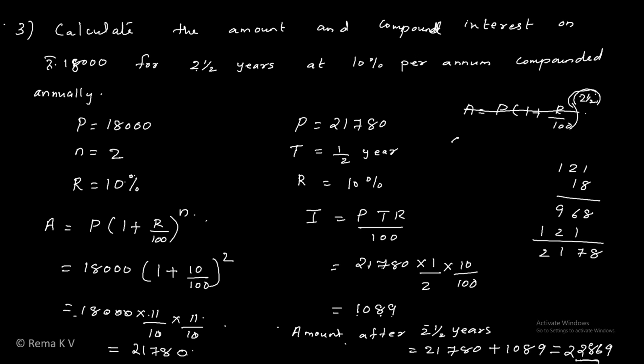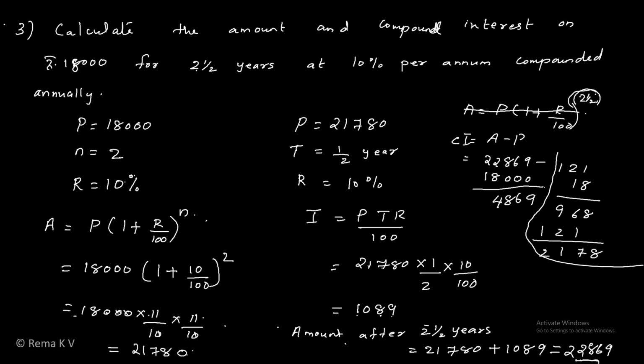So you have to calculate the compound interest, which is equal to A minus P. It is 22,869 minus the principal amount, 18,000. So it is 4,869 rupees is the compound interest.